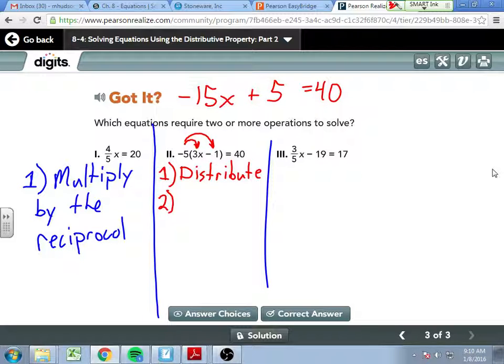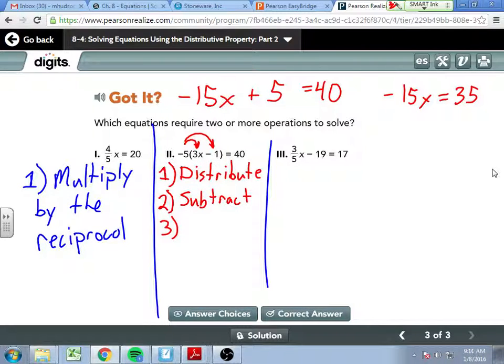So now, Miriam, do you know what we do next? After we distribute, we get to here. What would we then do? Subtraction? Yeah, then we would have to subtract to undo that addition. And you can abbreviate as sub if you want. I'm going to write out the whole thing. And then, Jennifer, after we subtract, I would end up with negative 15x equals 35.